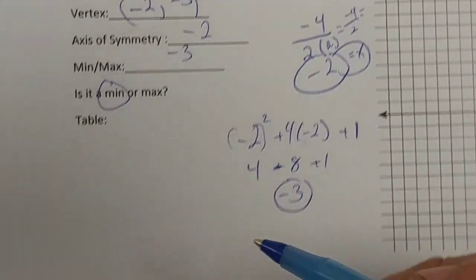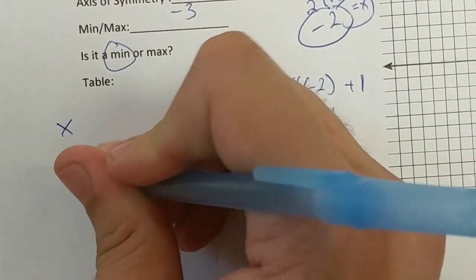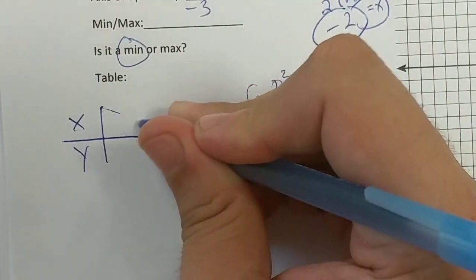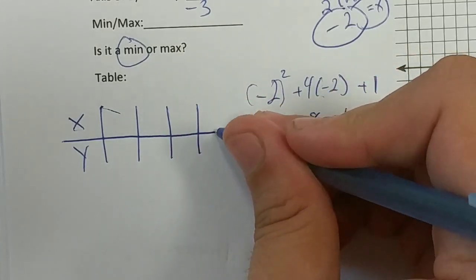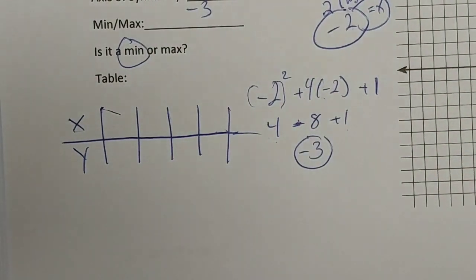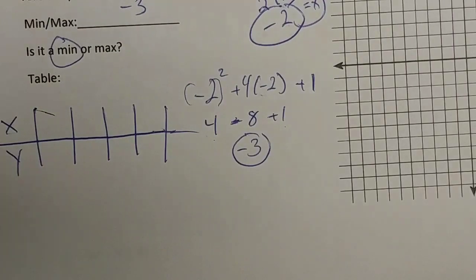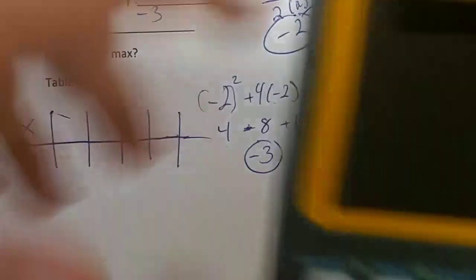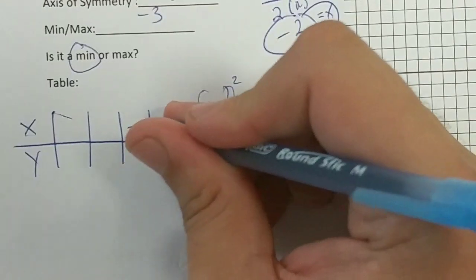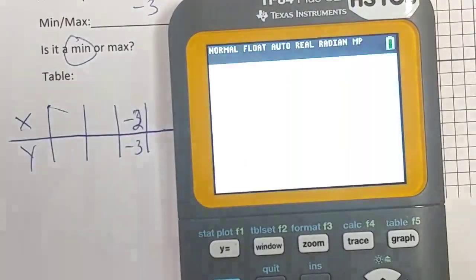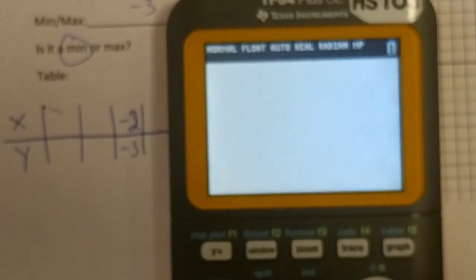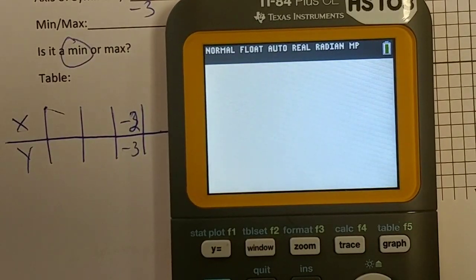Now we got to make that table, the hard part here. X, Y. 1, 2, 3, 4, 5. Now what I'm going to do is show you, which I don't think I showed in class typically, how to use your TI-84 to get the table. I'm still going to fill in my vertex first, which is negative 2 and negative 3. So let me show you on the calculator how you get the table. All right, and sorry for the blurriness.